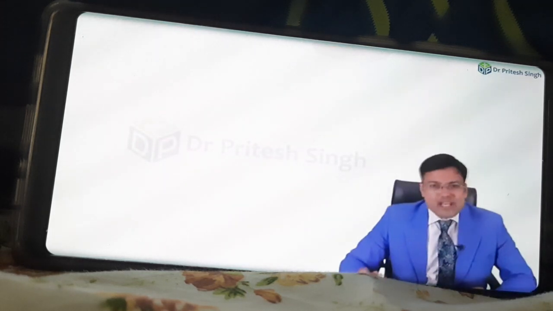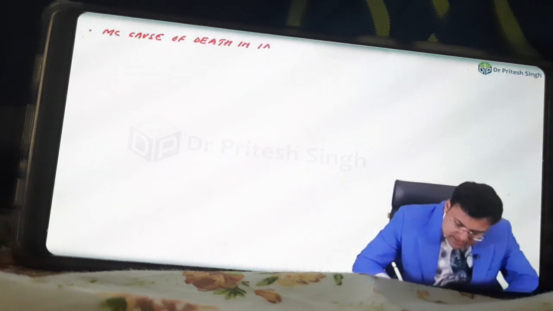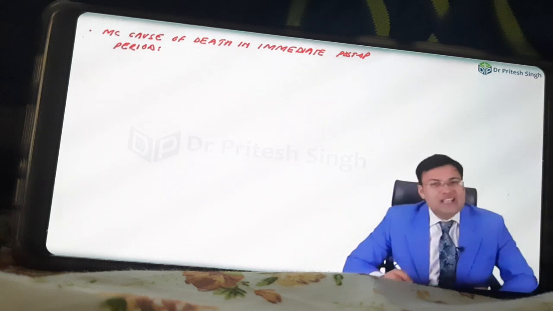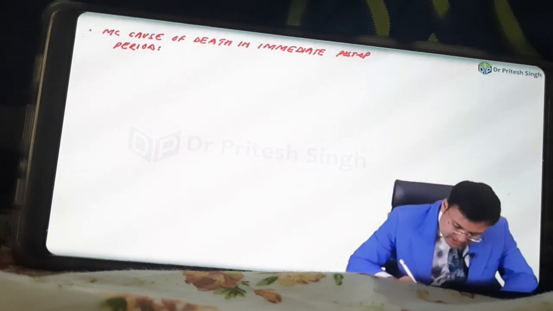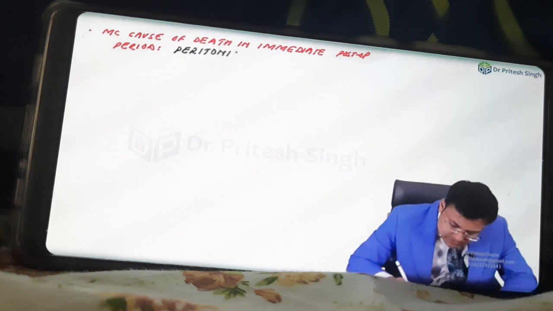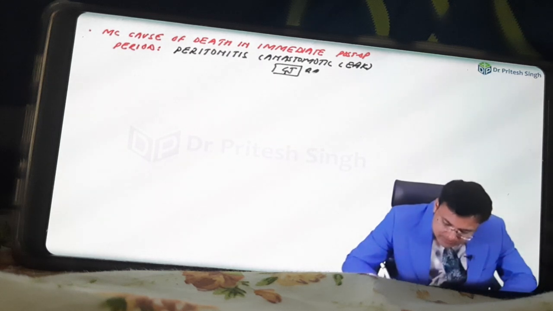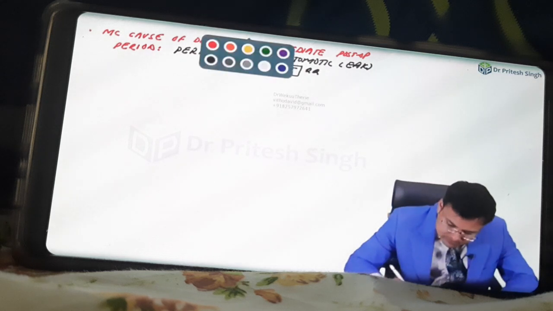After that, questions are asked about peri-operative mortality. What's the most common cause of death in the immediate post-operative period? The most common cause of death is peritonitis because of leakage, and maximum risk of leakage occurs from which site? Gastrojejunostomy. So it's the peritonitis caused by anastomotic leak, mainly at gastrojejunostomy.